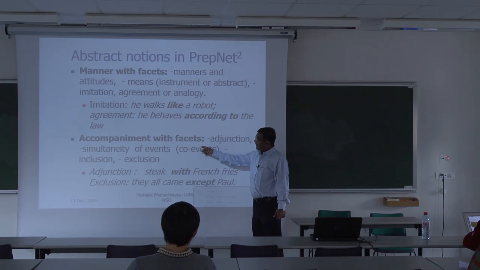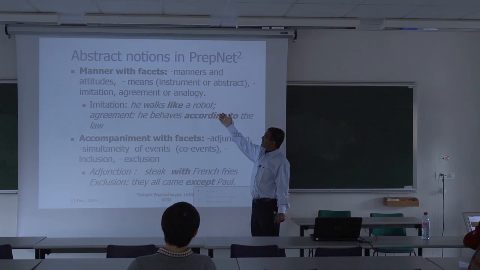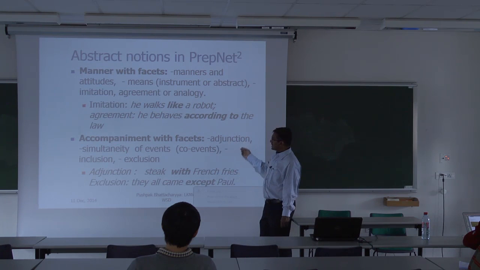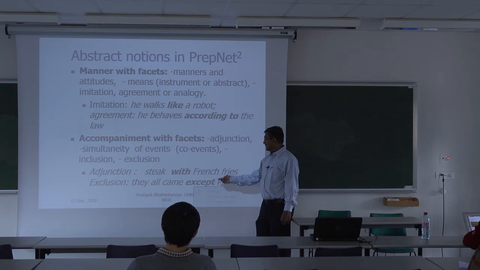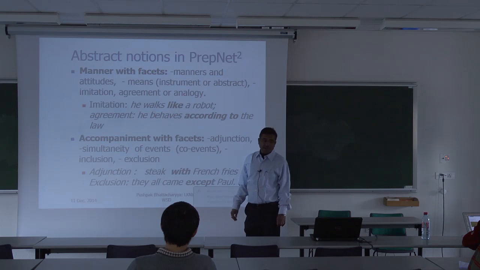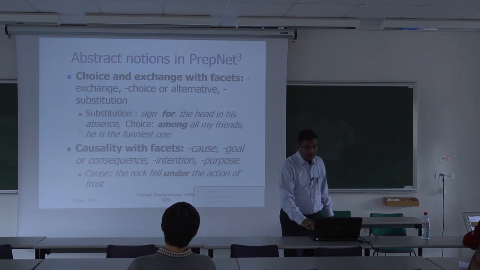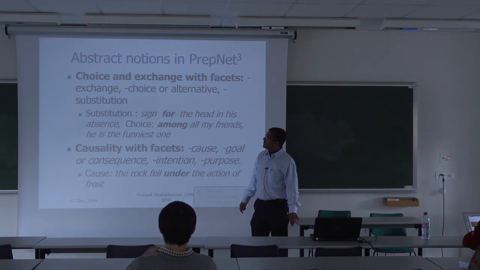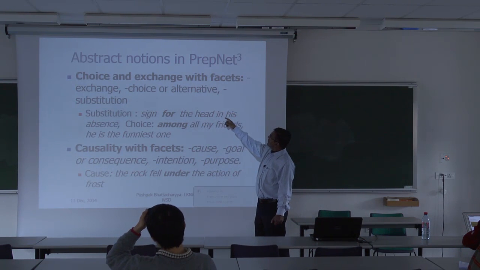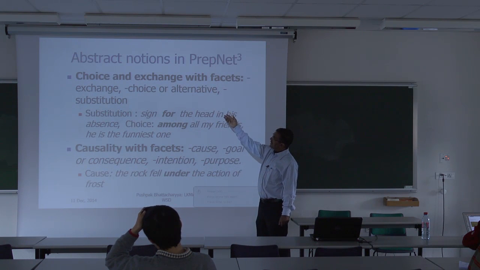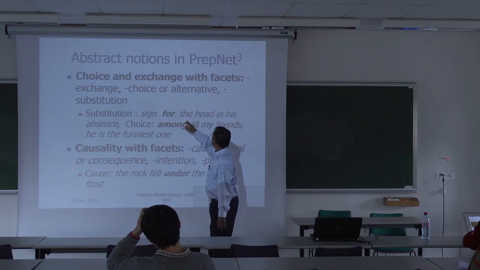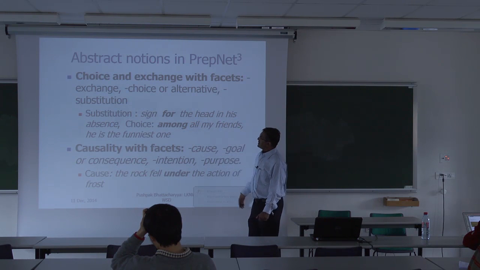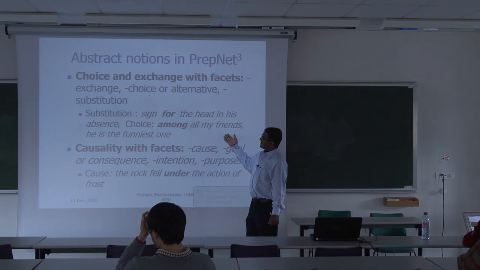You can have accompaniment as an abstract notion, and facets can be adjunction, simultaneity, inclusion, exclusion, and so on. Adjunction: steak with French fries. Exclusion: they all came except Paul. Then another abstract notion can be choice and exchange, with facets as choice of alternative and substitution. So, a substitution preposition can be seen in: sign for the head in his absence. Choice can be: among all my friends, he is the funniest one.